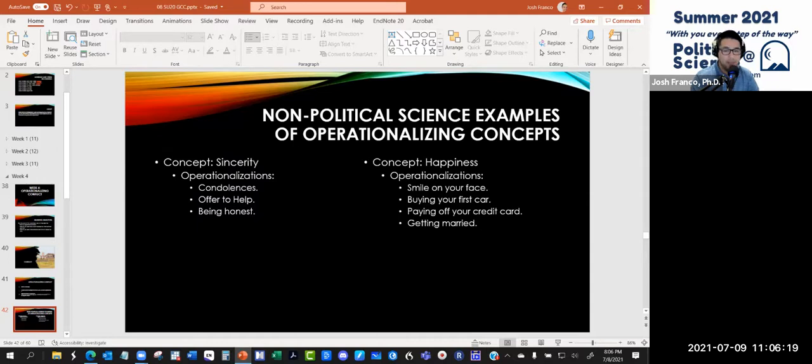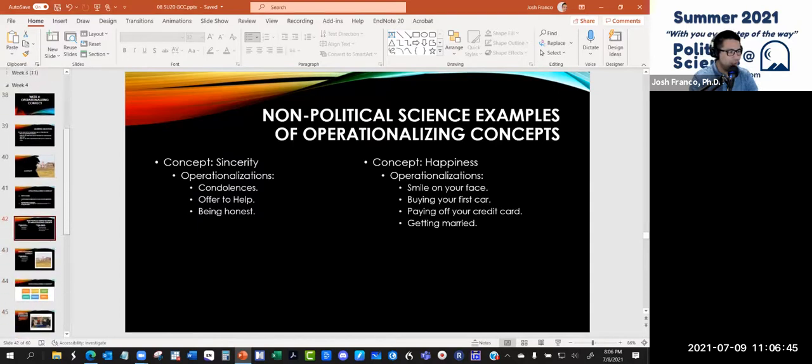Now, another concept is happiness. Some operationalizations of happiness include literally smiling, cheese. Buying your first car, you're probably going to be pretty happy when that happens. Paying off your credit card, that's always fun, seeing that balance down to 0. And then lastly, getting married. Each of these is the idea of happiness, and then how does this happiness manifest itself in the real world? So now we've practiced this process of operationalizing.